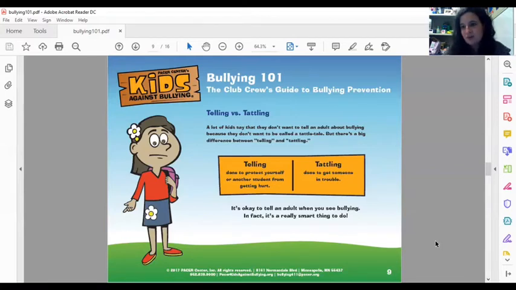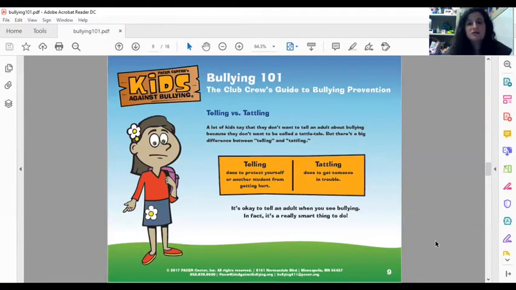Have you ever wanted to say something to the teacher, but you're afraid it's tattling? So what's the difference between telling and tattling? And I know most teachers say, I don't want any tattlers. Now, luckily, I've come across some teachers in my time who are like, I let the kids say anything, whether they're tattling or telling. Okay, so what's the difference between telling and tattling?